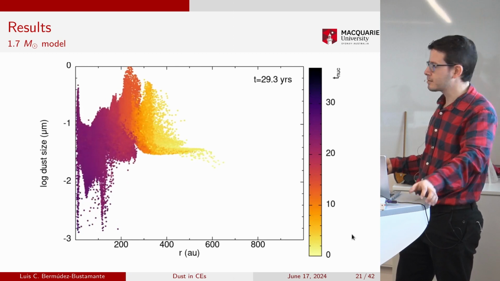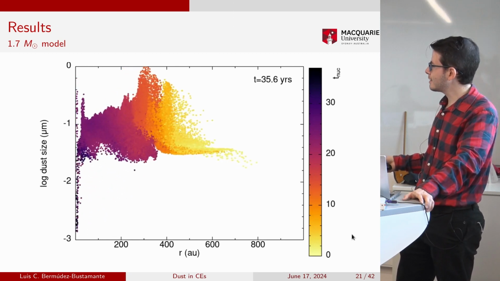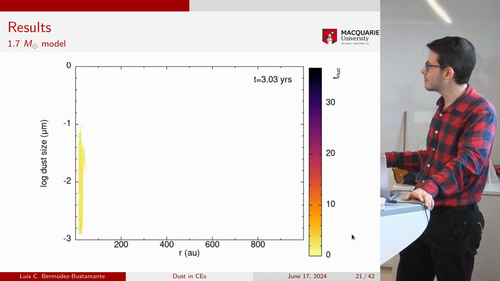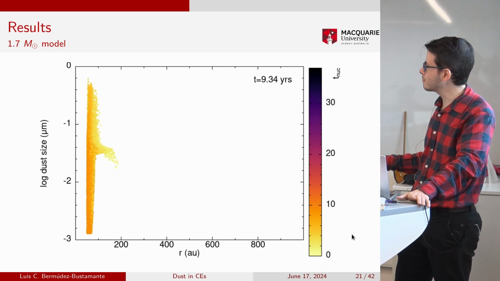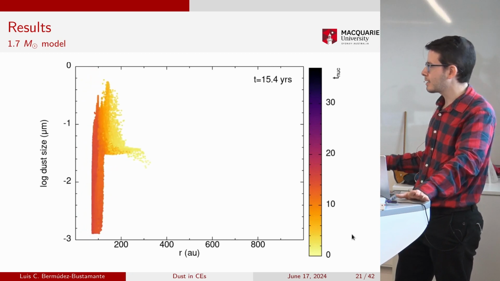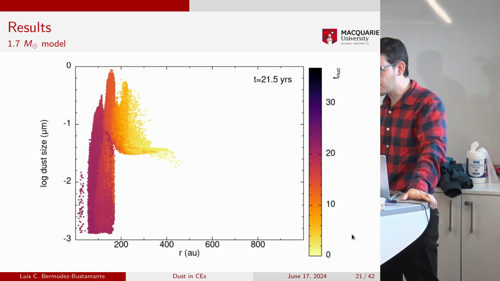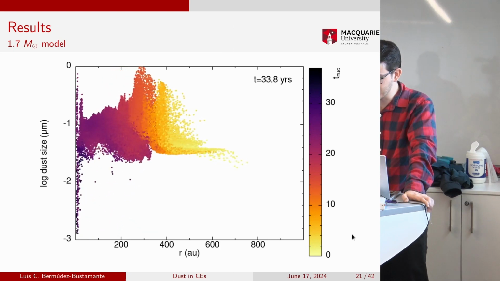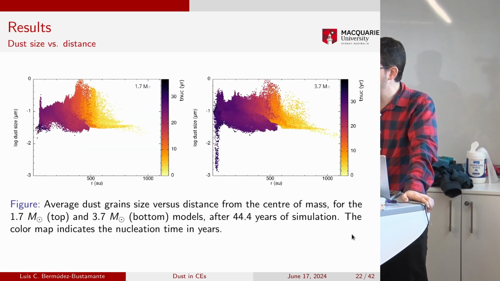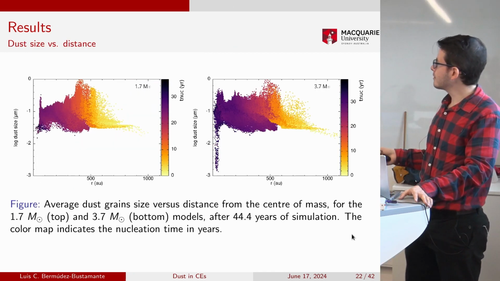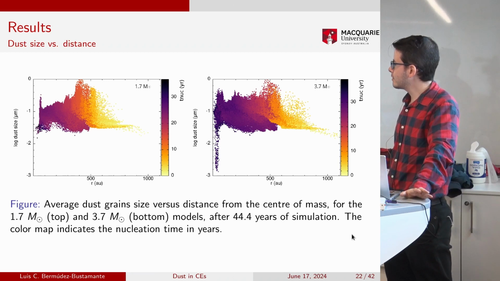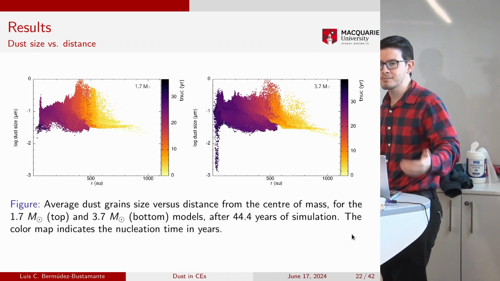But one thing is clear, that all this material grows at least an order of magnitude in size. All this material grows until a certain point, and the size after that is constant. So the growth is limited when the density of the ejected envelope decreases. Okay, and for comparison, this is the 1.7 solar mass model, and this is the 3.7 solar mass model, and basically you have a qualitatively similar result.